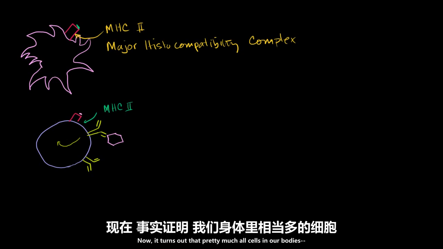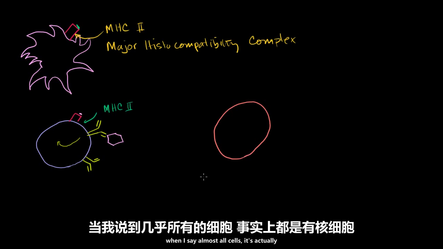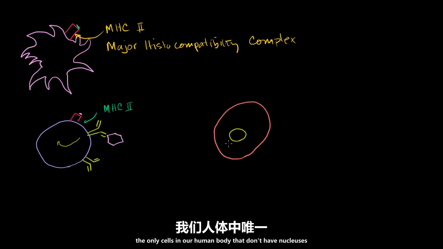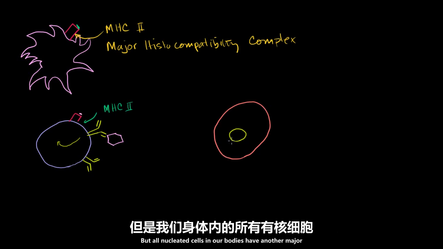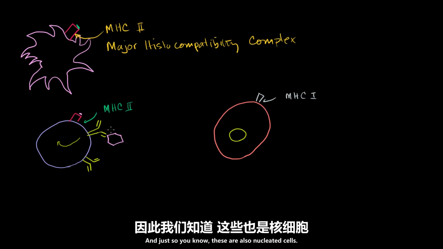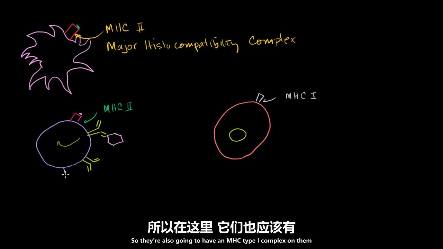Now, it turns out that pretty much all cells in our bodies, so let me draw just a random cell in my body. And when I say almost all cells, it's actually all nucleated cells. So all cells that have a nucleus in the human body. The only cells in our human body that don't have nuclei are red blood cells, which I find fascinating, so that they can have more space for storing hemoglobin. But all nucleated cells in our bodies have another major histocompatibility complex on it, and it's called an MHC1. MHC1, major histocompatibility type 1. And just so you know, these are also nucleated cells, so they're also going to have an MHC type 1 complex on them right here.